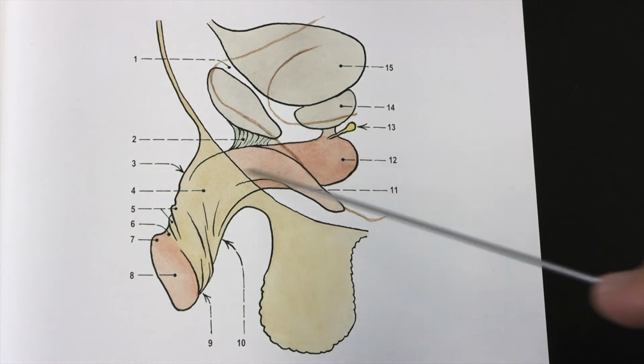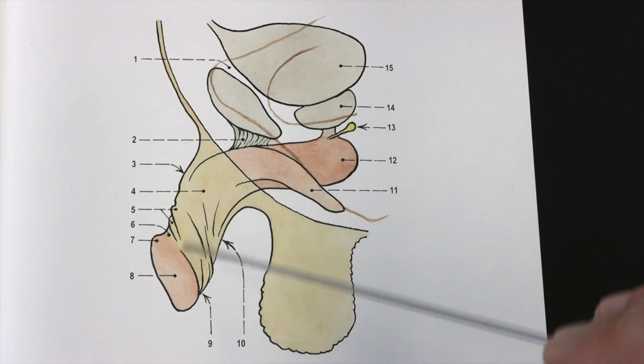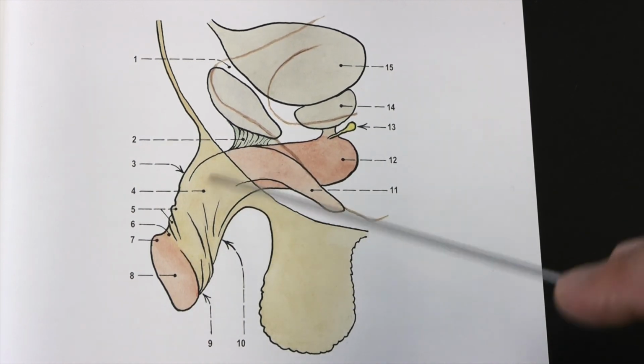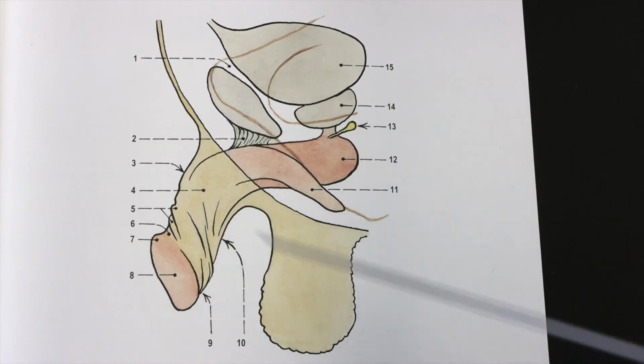So the subpubic curvature is always constant and fixed, but the peripubic curvature, which is in front of and below the pubic bone, will disappear during the erection. So in this case it is not constant.